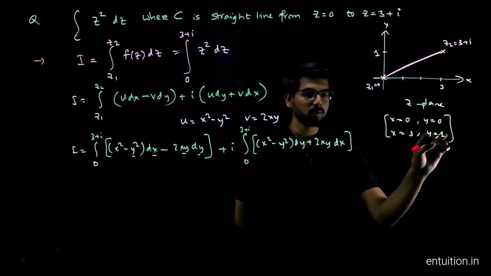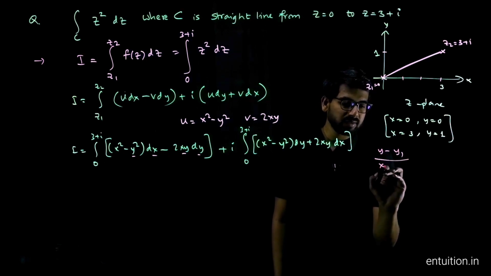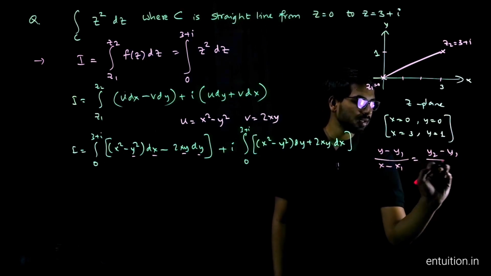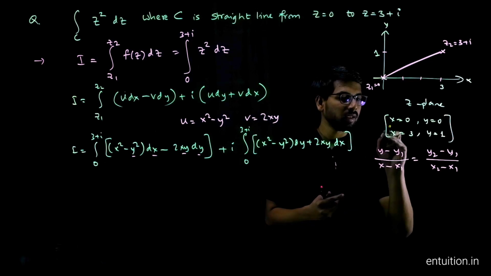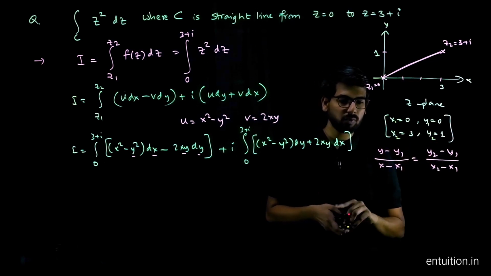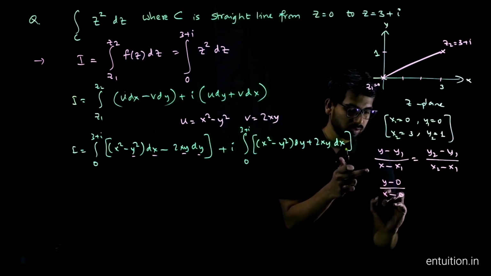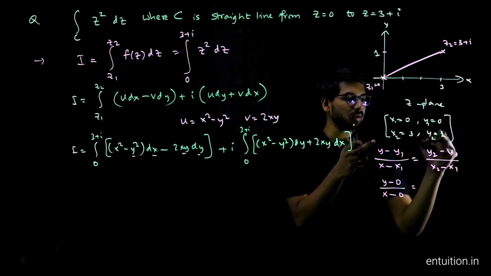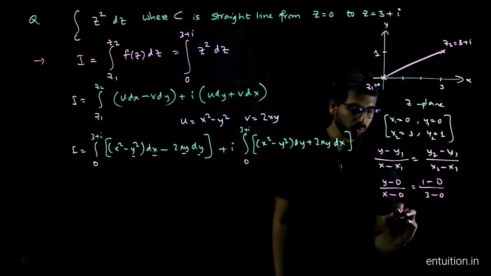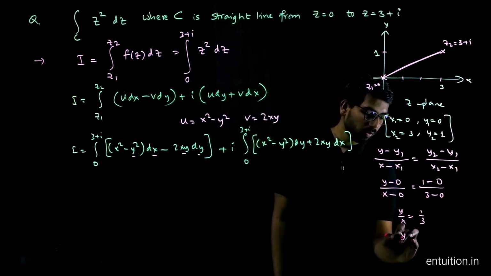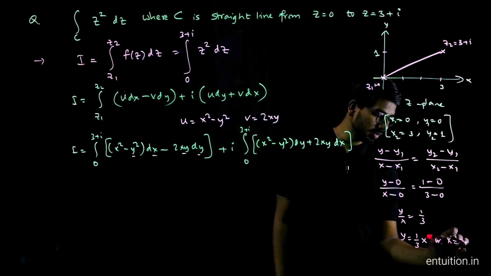So if you know these 2 points, you have to find the equation of the straight line. How do you do that? The formula is basically (y minus y1) by (x minus x1) is equal to (y2 minus y1) by (x2 minus x1). It's a simple straight line formula when 2 points are given. So this is x1, y1, this is x2, y2. So what will you get? (y minus 0) over (x minus 0) is equal to (1 minus 0) over (3 minus 0). That is y by x is equal to 1 by 3, y is equal to 1 by 3 times x, or x is equal to 3y.